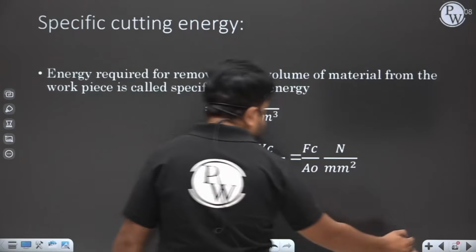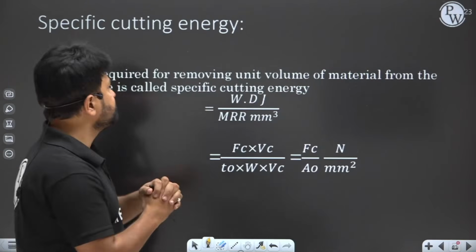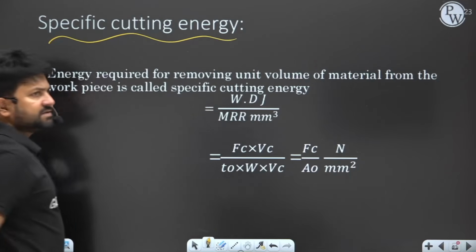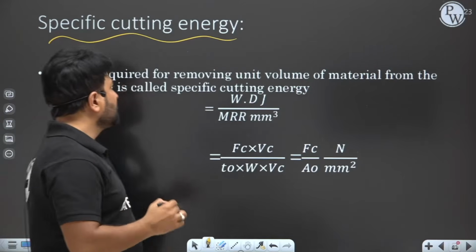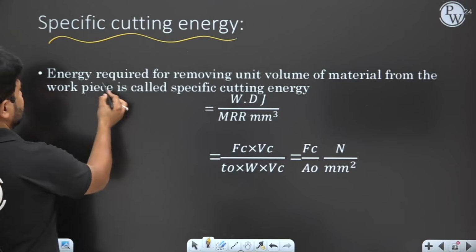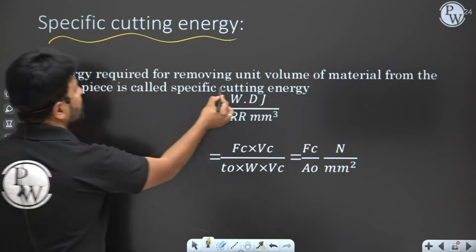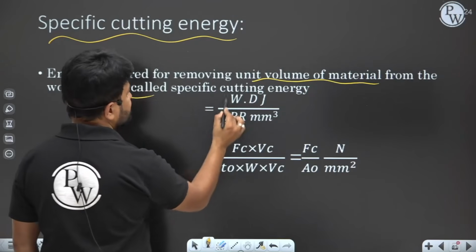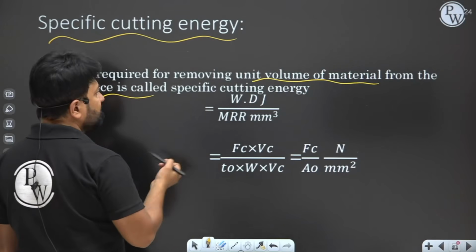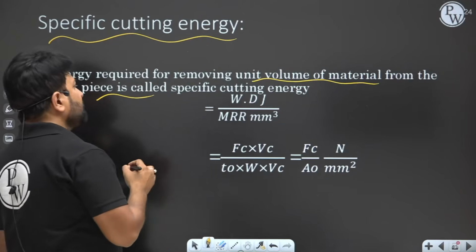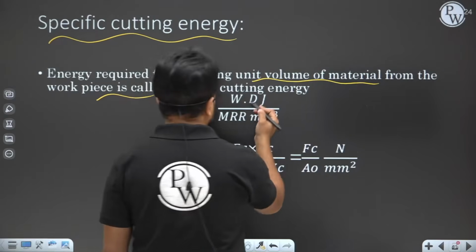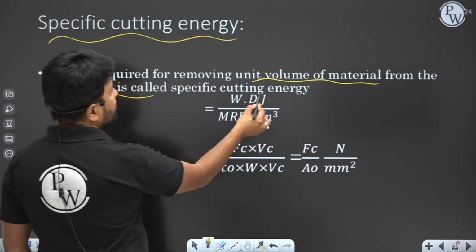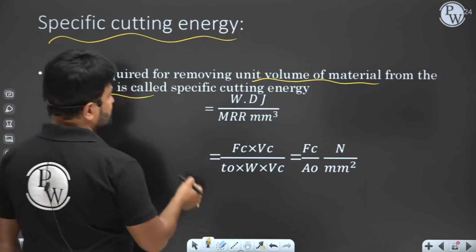Okay, now we are going to discuss specific cutting energy. My dear, what is specific cutting energy? Specific cutting energy is nothing but the energy required for removing unit volume of material from the workpiece. That is work done divided by material removal rate. So basically, the energy required for removing the unit volume of material from the workpiece is called specific cutting energy.